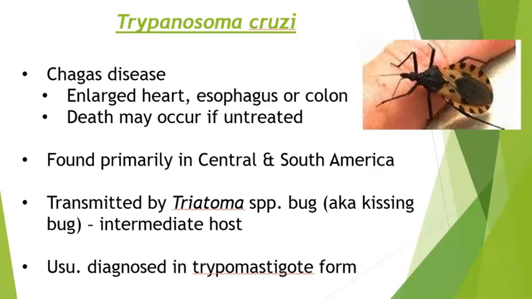If you look up here in the upper right hand corner, you can see what a kissing bug looks like. There have been a few cases of Chagas disease in the U.S., but they're usually found in the lower states like Texas, Arizona, and New Mexico.